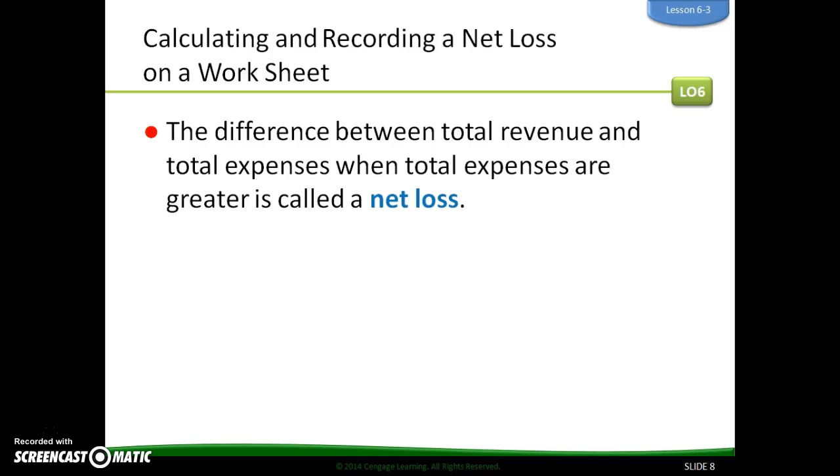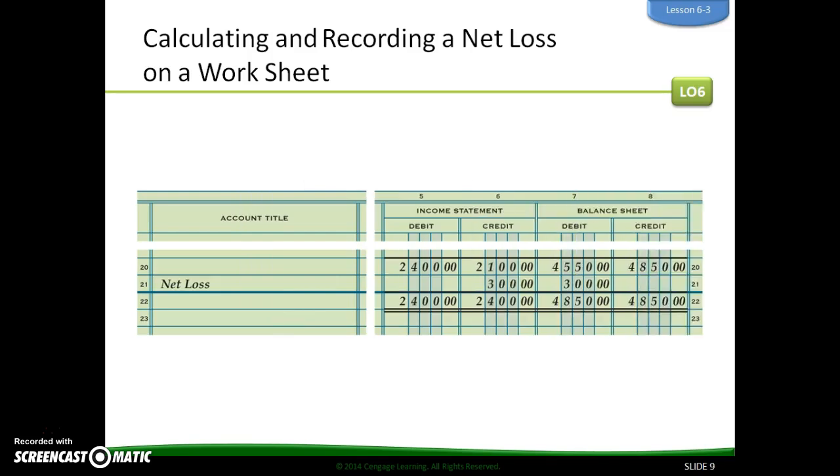So when we compare our total revenue and our total expenses, when expenses are greater than revenue, we have a net loss. You can look at here what's going on, how we would calculate and record net loss on a worksheet. Again, we've got our single rule, and you would see our net loss of $300 posted here.